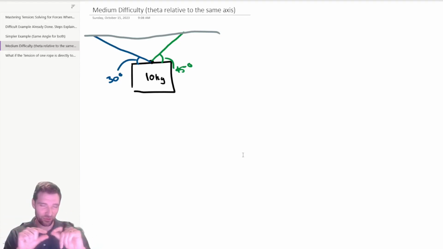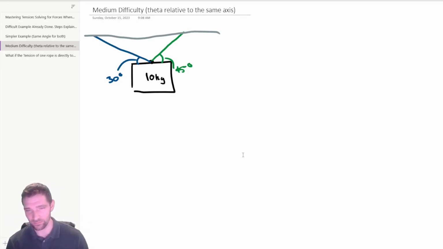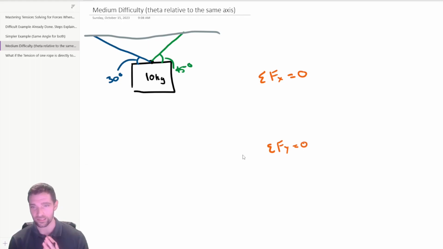This is nice though, because the thetas are still relative to the x-axis, so we'll be able to relate them through similar things for sine on x or y. But you do need to be careful with that because that's not always the case, like we saw in the first problem. But like we did before, the sum of forces in the x-axis should be canceling each other out. So this is not moving to the side, and it's also not going up or down. So the sum of forces in the y direction should also be 0.